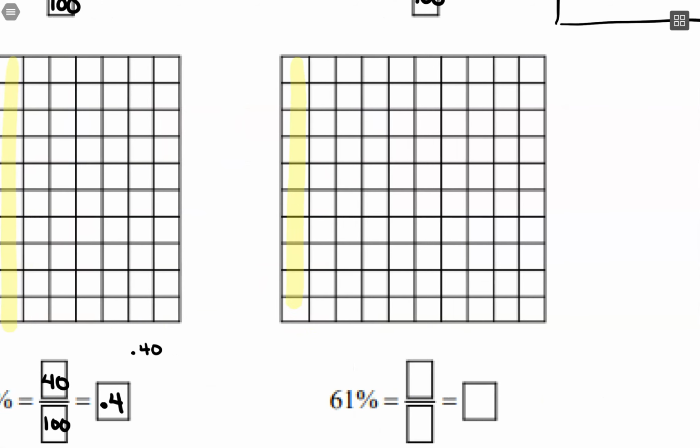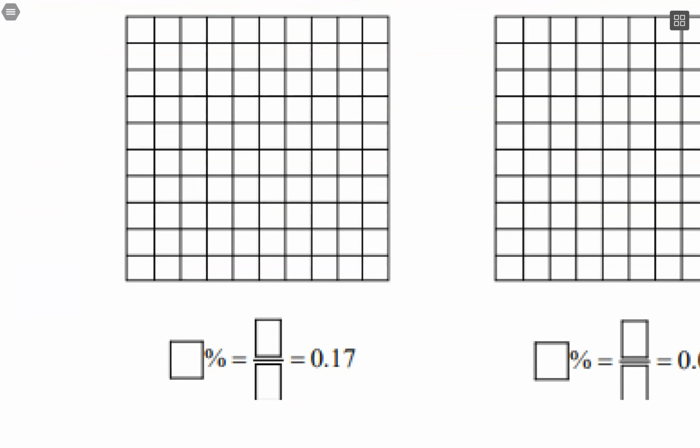61%: 10, 20, 30, 40, 50, 60, and then one extra one. So that's 61 out of the 100 squares, which makes it 0.61.